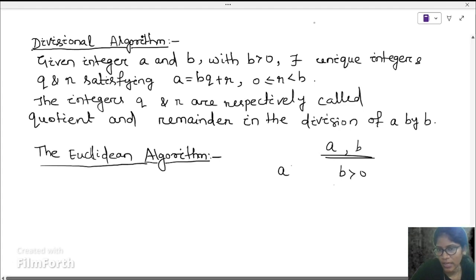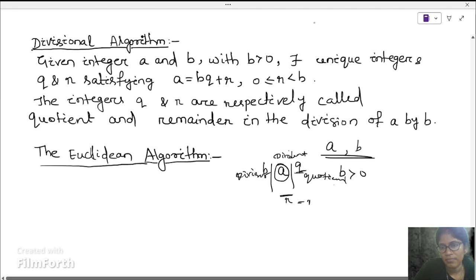When we divide a by b, there will be a quotient and a remainder. a is equal to b into q plus r. Here a is our dividend, b is the divisor, q is the quotient, and r is the remainder.